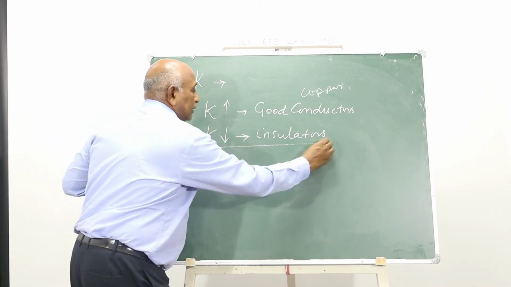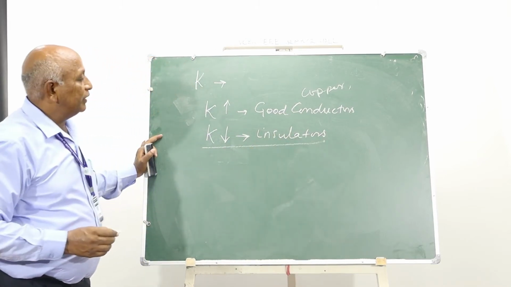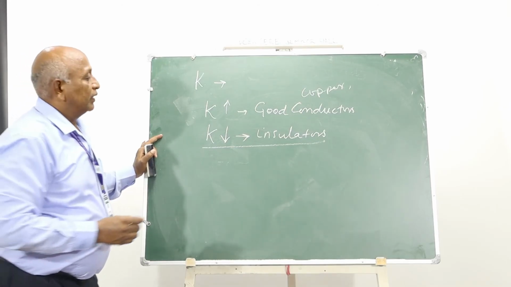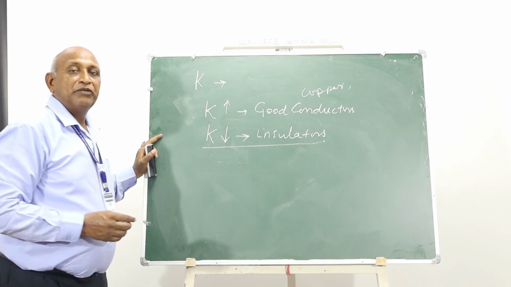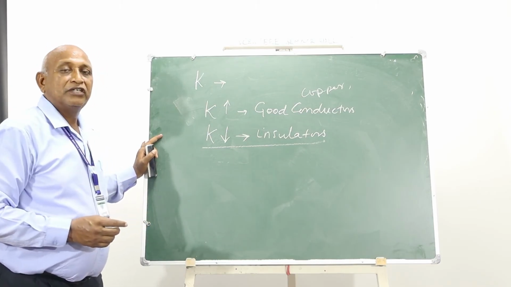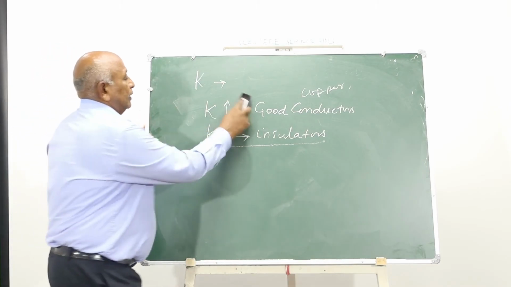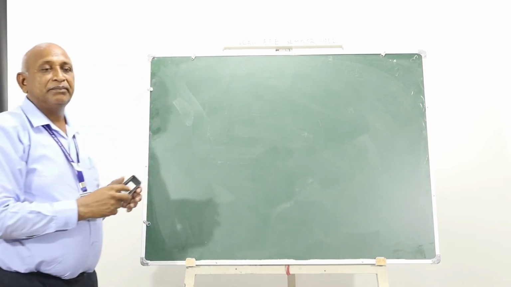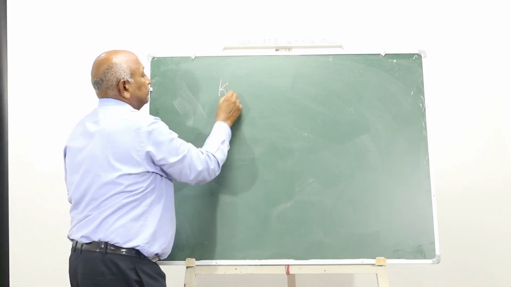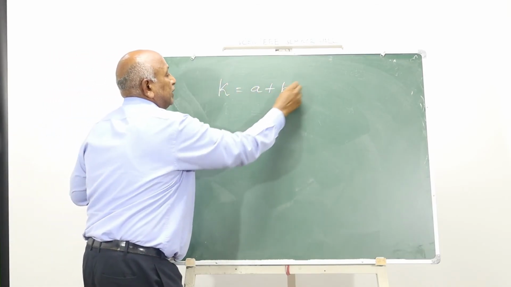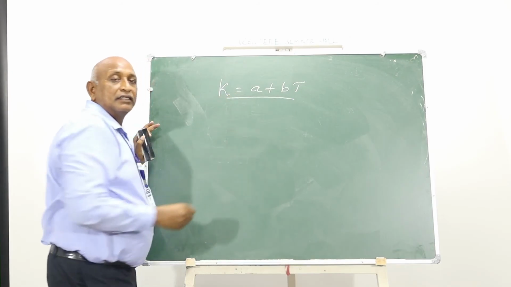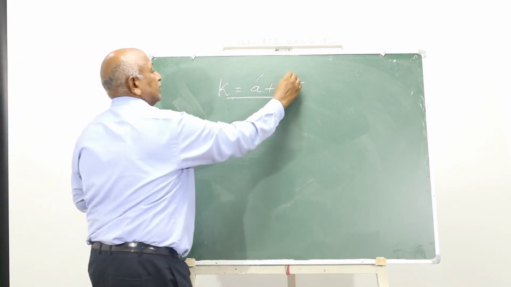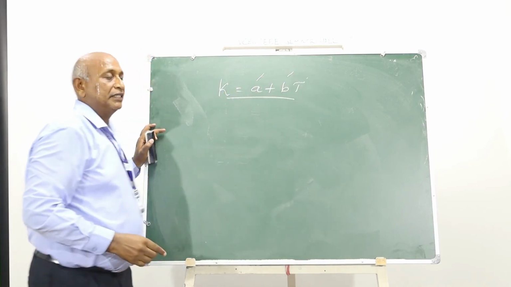Materials which have very low thermal conductivity values are used as insulating materials in engineering purposes during design or fabrication of equipment. Now I will tell you how the thermal conductivity varies with respect to change in temperature. By this equation, you can see K = A + BT. This is the way the thermal conductivity varies with respect to temperature. A and B are constants, T is the temperature, and K is the thermal conductivity.